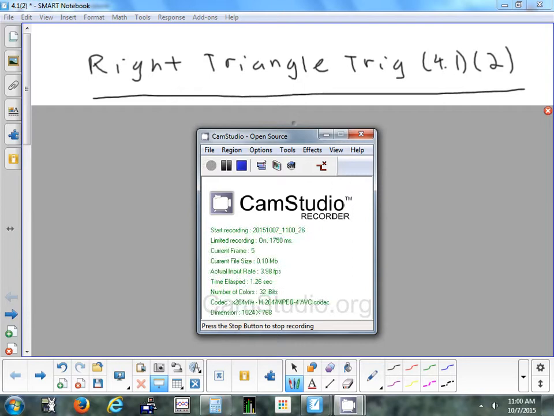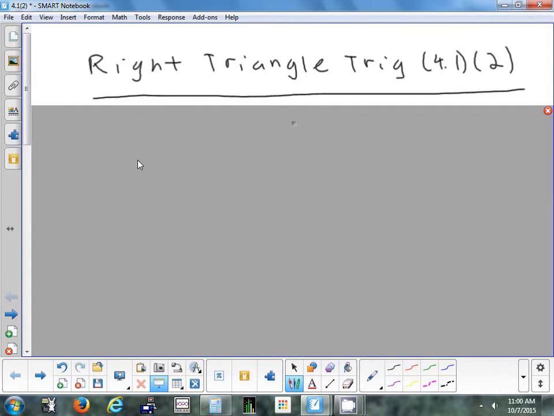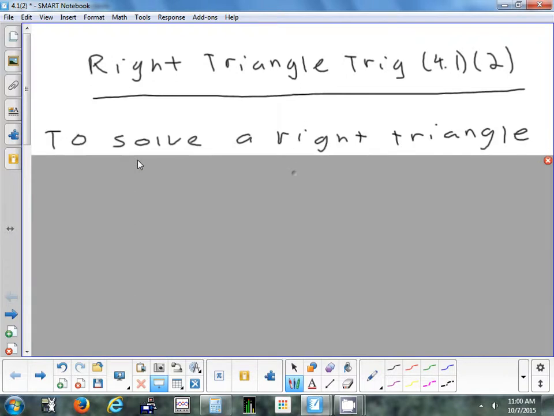Okay, so today we're going to finish up right triangle trig. Section 4.1. Same section as yesterday, just part 2. All the problems we do today are going to have the directions in it: solve the following triangle, or solve the triangle.